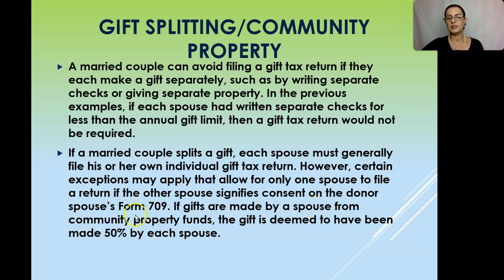If gifts are made by a spouse from community property funds, the gift is deemed to have been made 50% by each spouse. So in a community property state, the IRS deems the gift to have been made 50% by each spouse, or if it's made from community funds. And I want you to understand this. A lot of wealthy people, when they want to give gifts to family members and have the gift be under the gift limit, what they will do is this type of tax planning. Well, they will just give separate gifts to multiple family members.